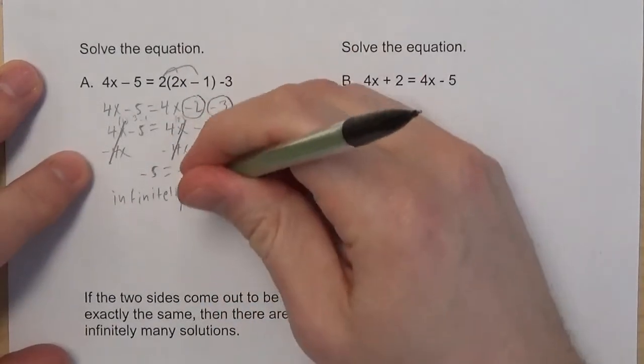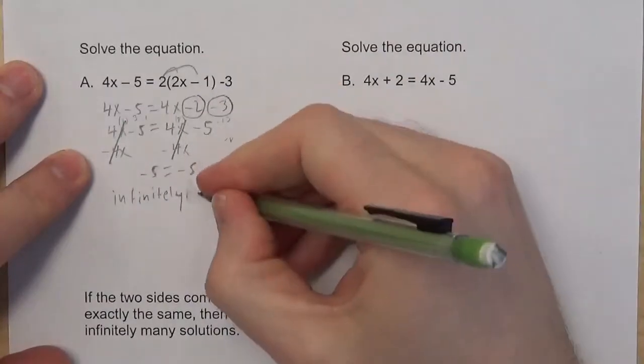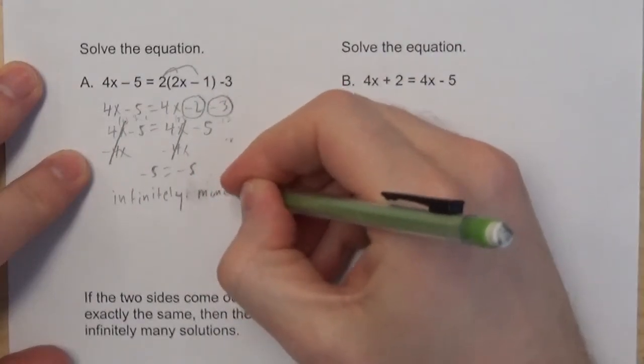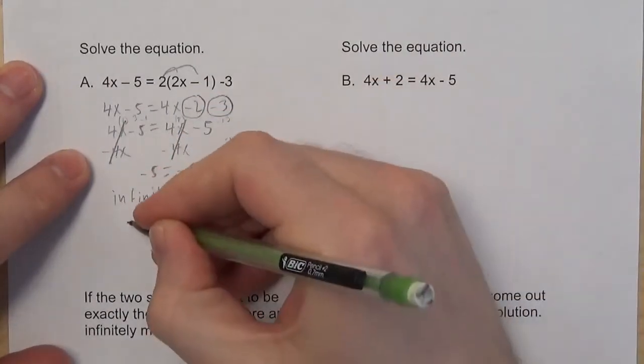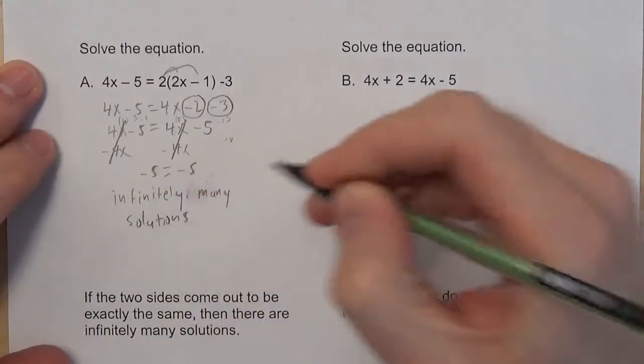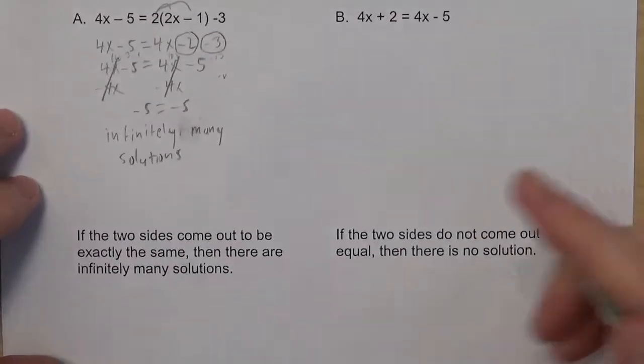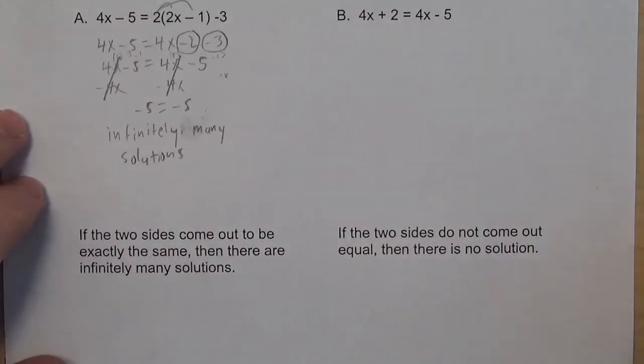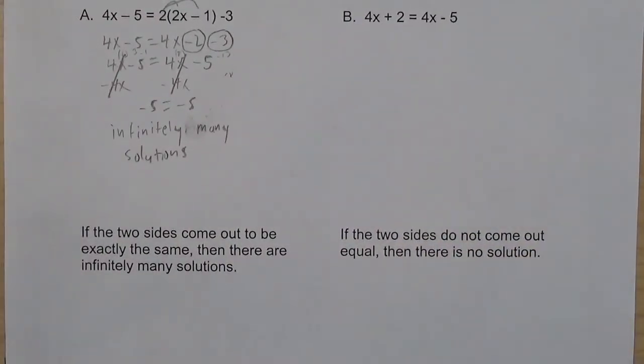Oops, wrote that a little too close to that. So if you do end up with that situation, you do have to write that, and you do have to write the whole thing. You can't just abbreviate it. Infinitely many solutions. Then we have this statement down here that says if the two sides come out to be exactly the same, then there are infinitely many solutions, as we see there.